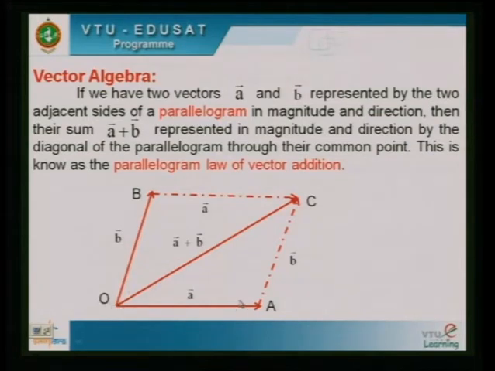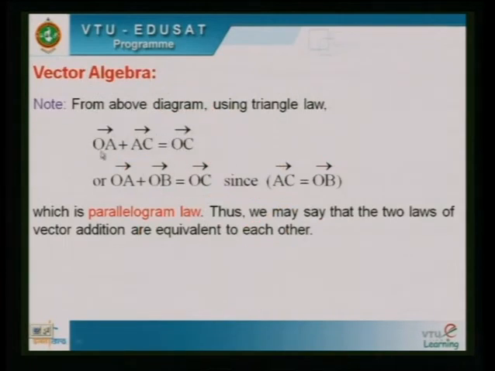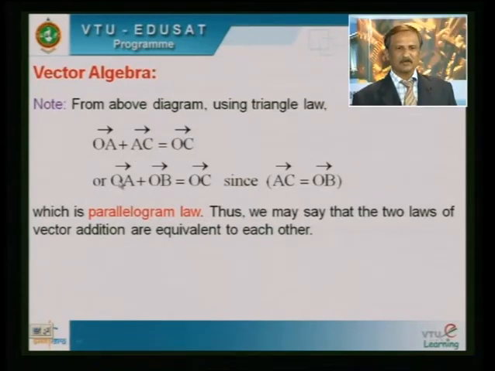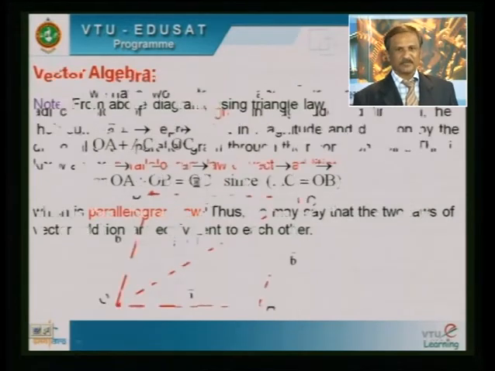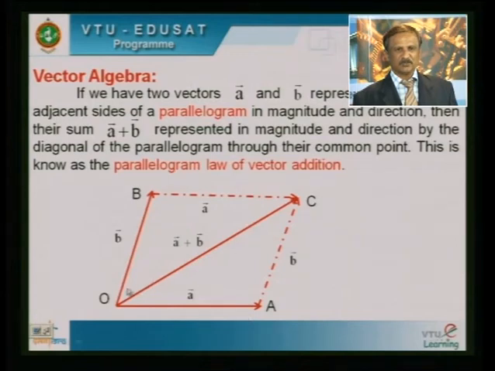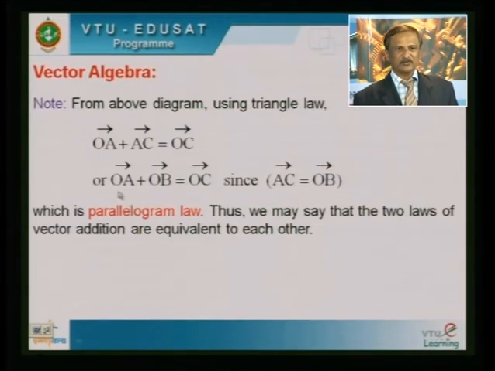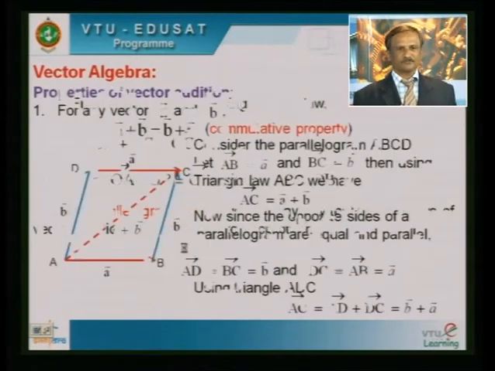Is it clear? Consider OA plus AC is equal to OC. I hope you get A plus B, or you can write OA plus AC is equal to OC, or OA plus OB, because AC is equal to OB. It is a parallelogram, so these two sides are equal. That's why OA plus OB is equal to OC, which is the parallelogram law. Thus, we may say that the two laws of vector addition are equivalent to each other. It should be noted.